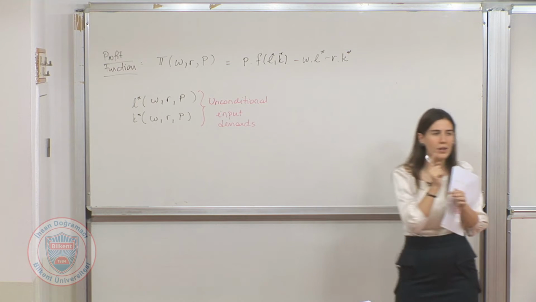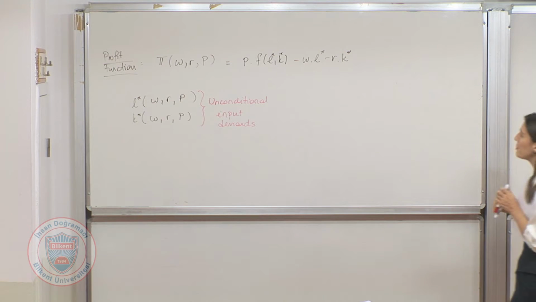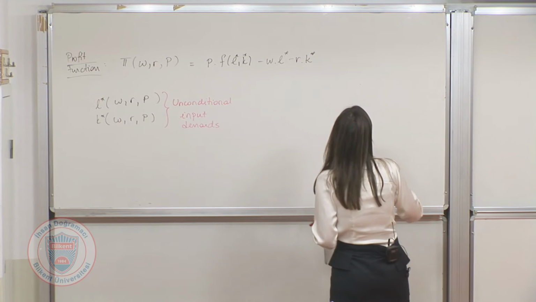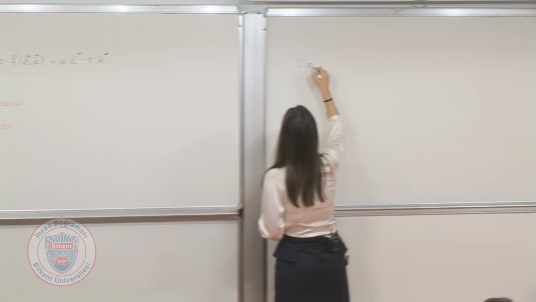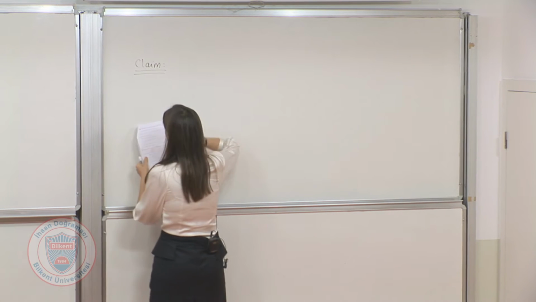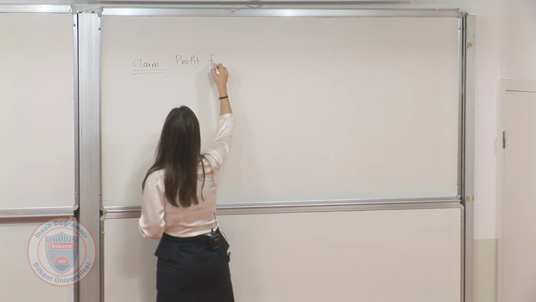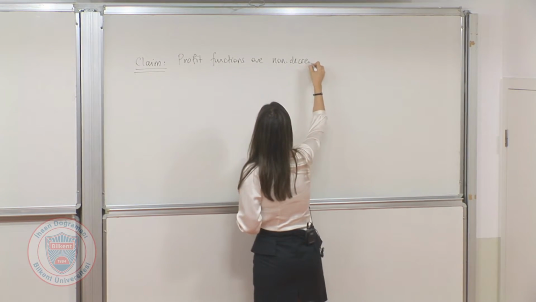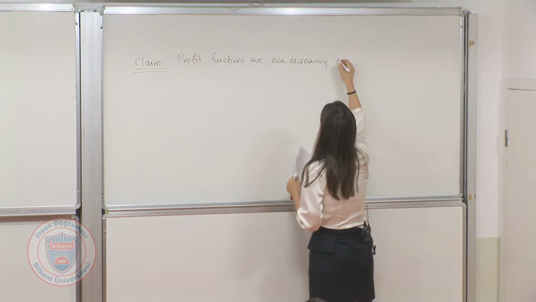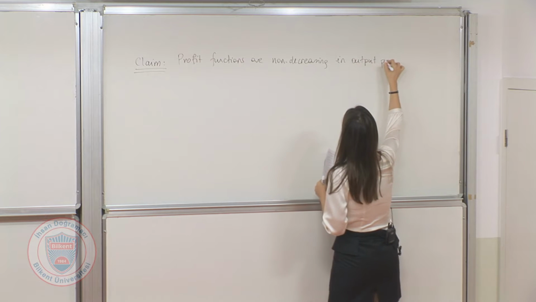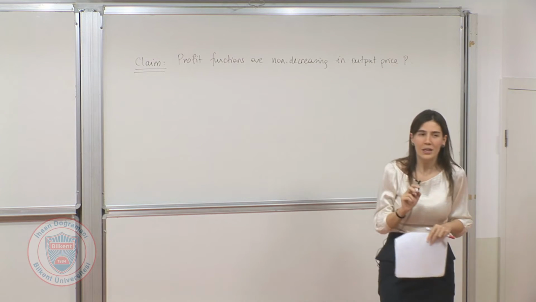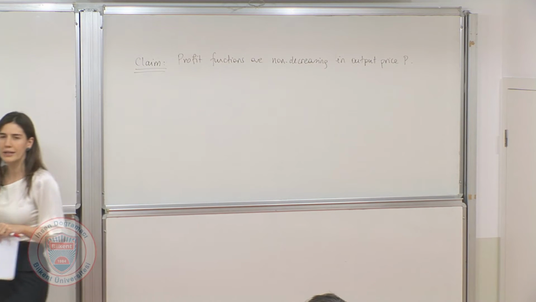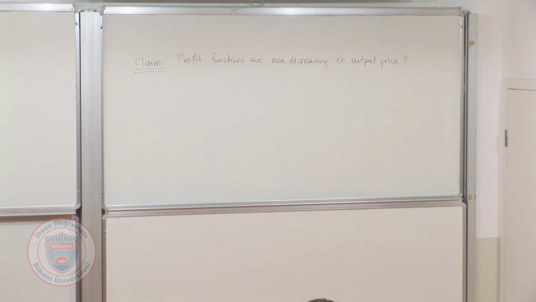Now, let's try to understand one characteristic of this profit function. Here's my claim, a property: profit functions are non-decreasing in output price P. You can think of it as increasing in output price P.